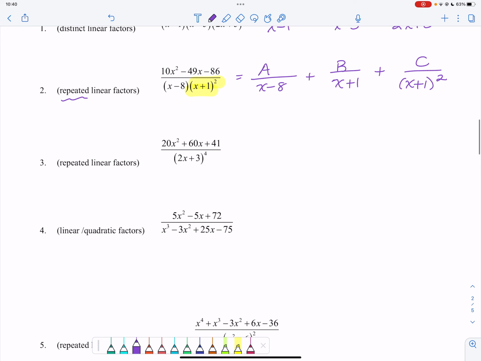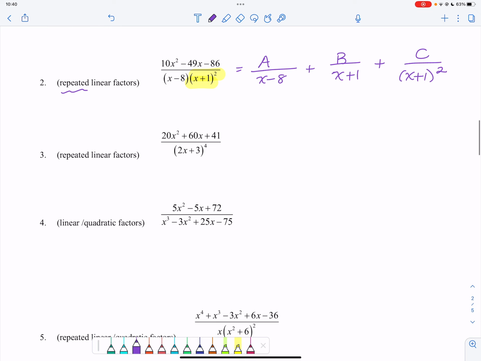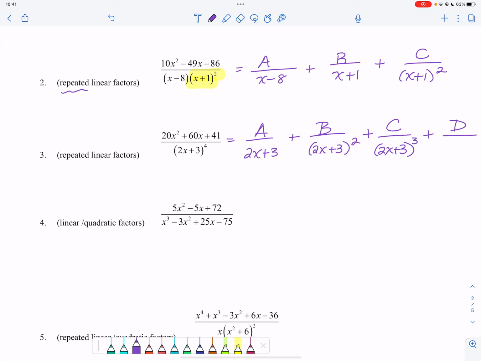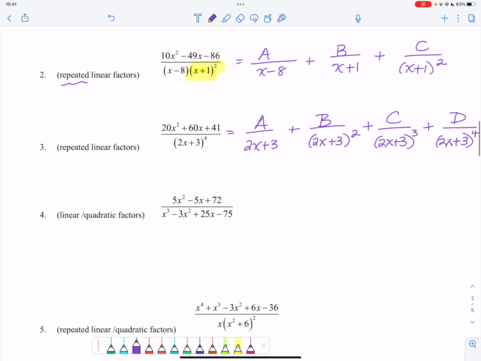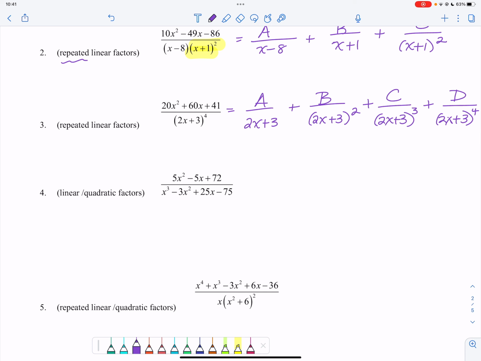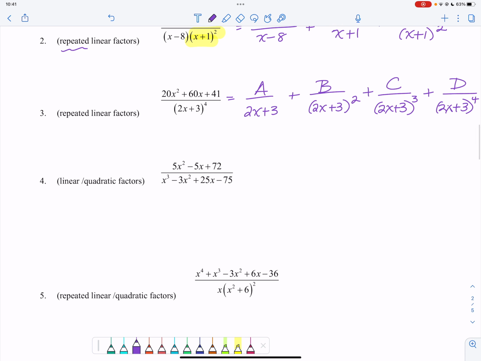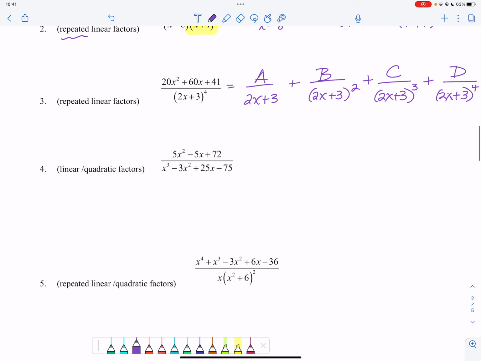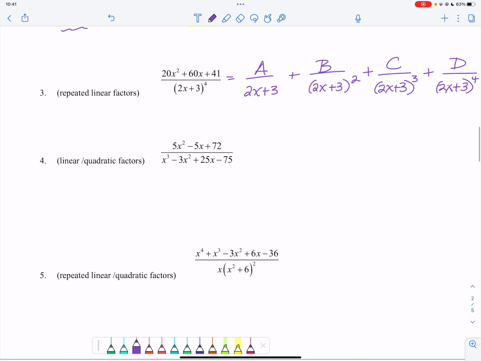What if we have repeated linear factors that look something like this? Well, you guessed it, follow the pattern. A divided by 2x plus 3, just to the first power, plus B divided by 2x plus 3, all squared, plus C divided by 2x plus 3, all cubed, plus D divided by 2x plus 3 to the fourth power. So you can see that pattern. What if you have linear and quadratic factors? So here I'm going to factor by grouping.